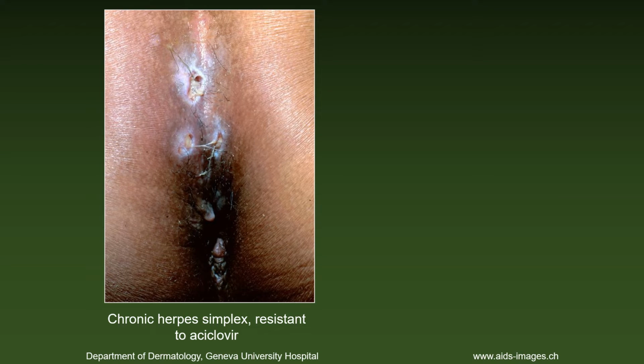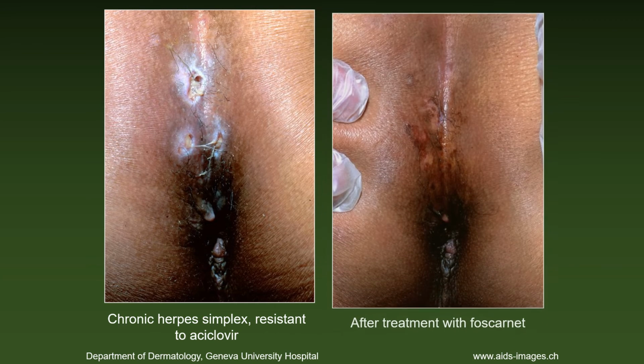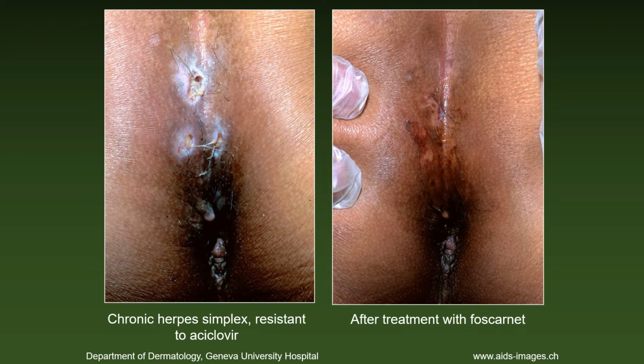The mainstay of treatment for herpes simplex is acyclovir or valacyclovir. Foscarnet can be used in case of resistance. Here we see before and after images of treatment with Foscarnet.